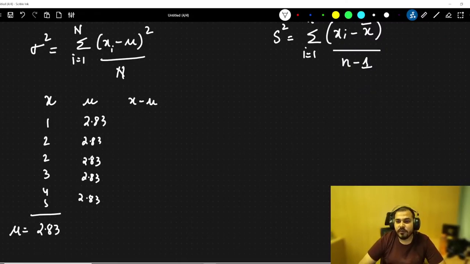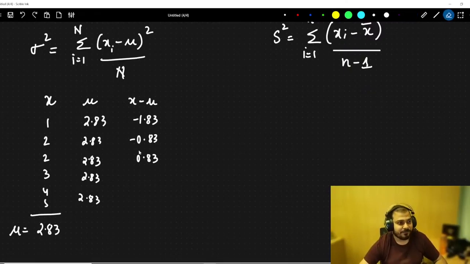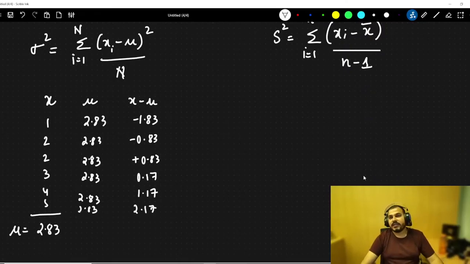The next thing is that from this equation, I will calculate x minus mu. What is x minus mu over here? Just do the calculation. Here I get minus 1.83, here minus 0.83, here plus 0.17, and over here this becomes 1.17. Then for the 5, it becomes 2.17. Is it accurate, guys?